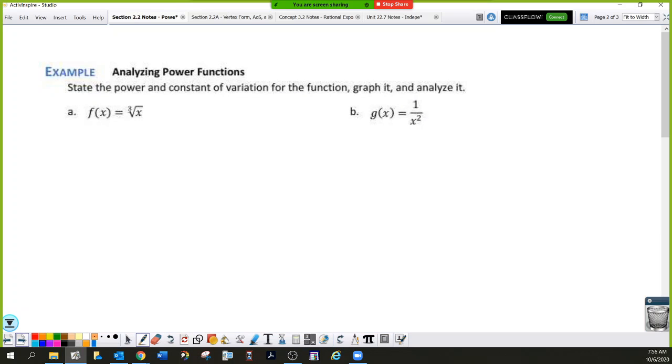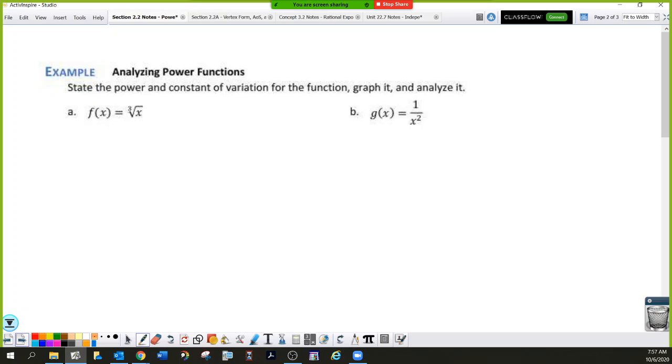For these, we've been told to state the power and the constant of variation for the function. Graph it, analyze it. So we're going to sketch it, and when you are home tonight doing this work, you'll use either Desmos or a graphing calculator, and you'll just draw a quick sketch of what you had. What's more important here is the analysis. So I'm just going to give you the graph because I expect you to use graphing technology. You guys cool with that idea?